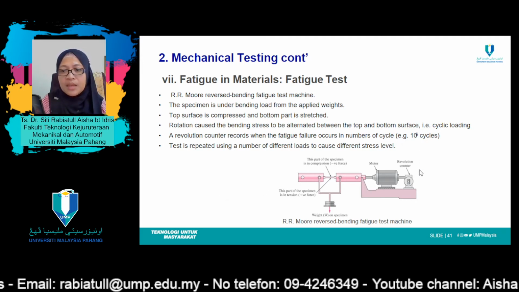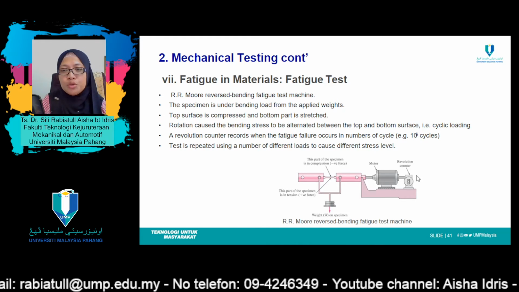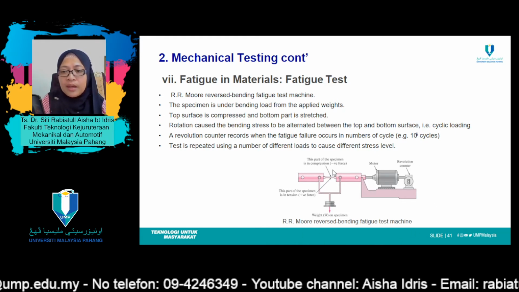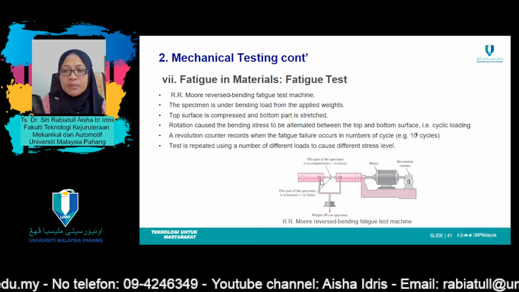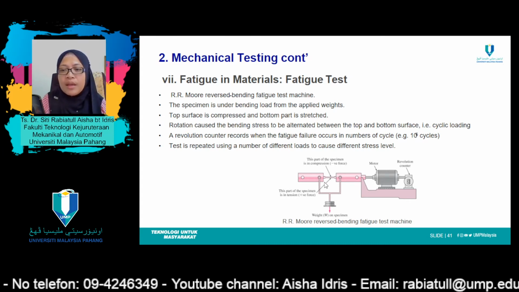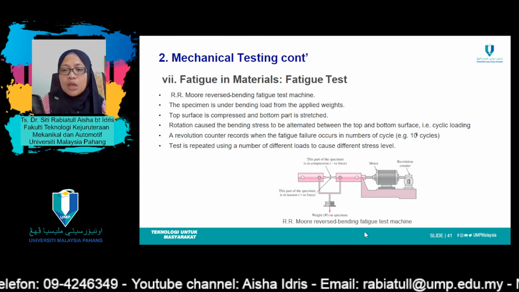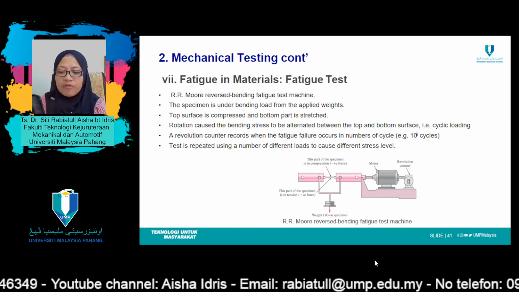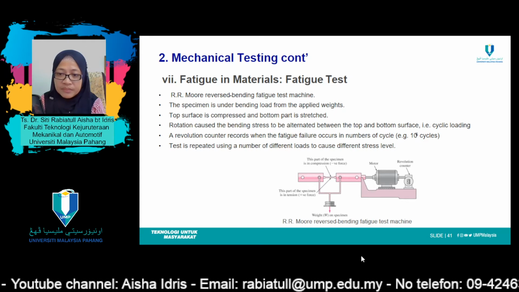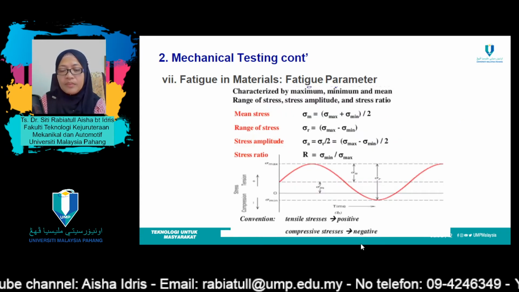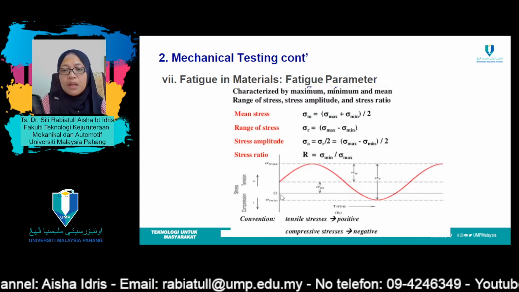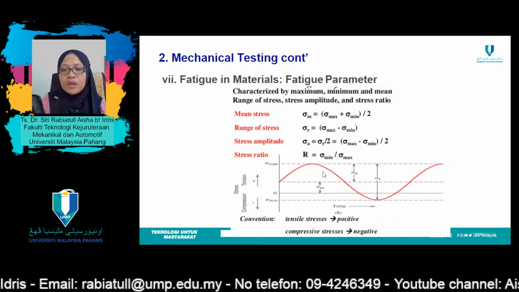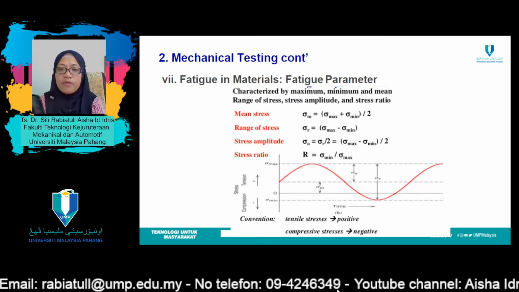And this is the machine used to carry out or to conduct the fatigue test. The specimen is placed somewhere here, then cyclic loading will be introduced to the specimen using this type of machine. After that, we should be able to get this type of graph with the parabolic shape over here.